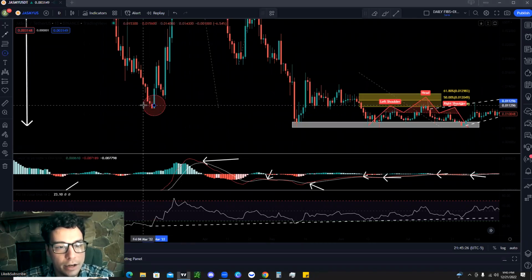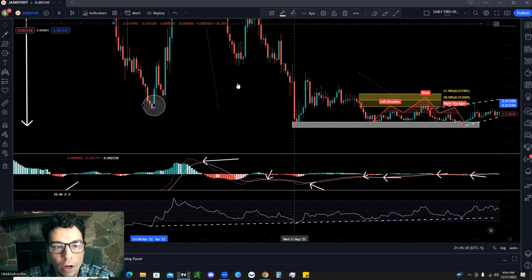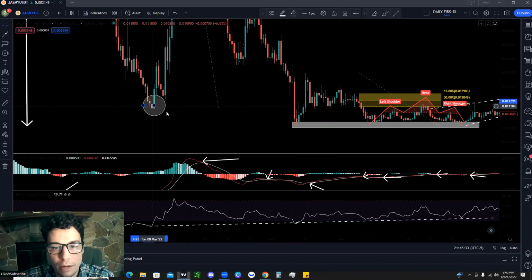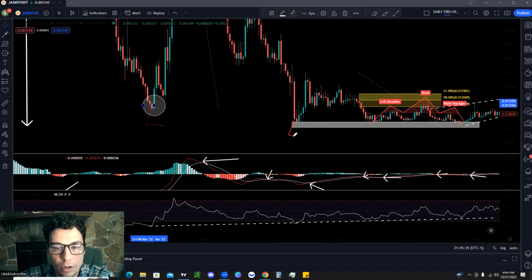So I'm going to go ahead and draw a little circle just on the candlesticks, just so you guys can see. So right here, we kind of establish a new low on JASMY. And what we do is we come down and we create a lower low. So we have a low and we have a lower low right here. If we look at our relative strength index, we have a low and then a higher low at this point. So there's a divergence. The token is in a downtrend, but the relative strength index is in an uptrend.